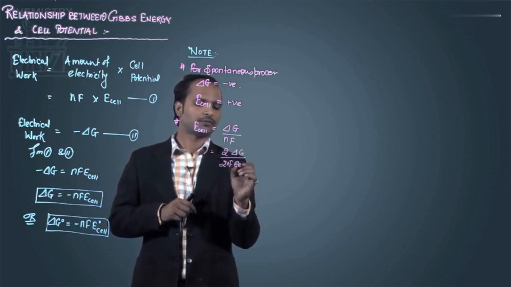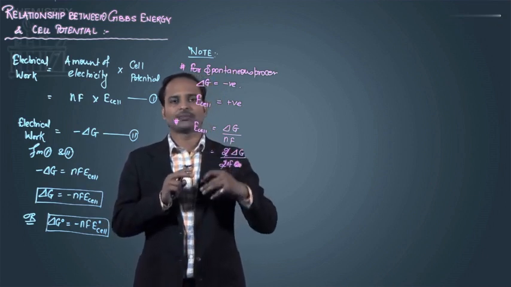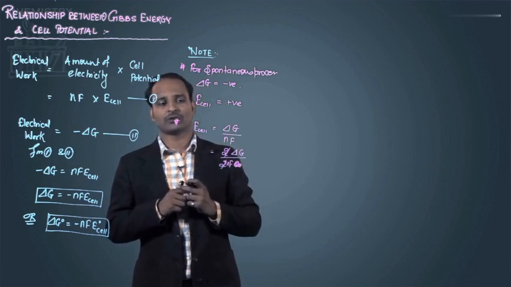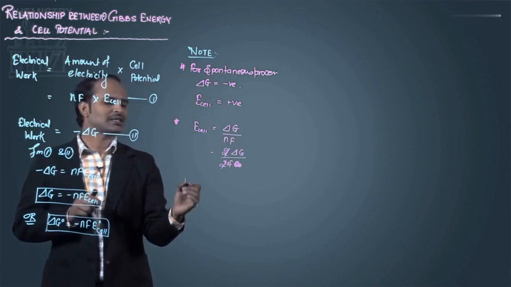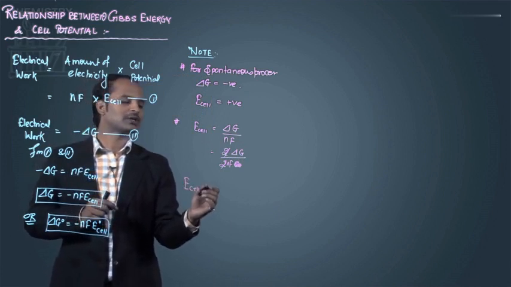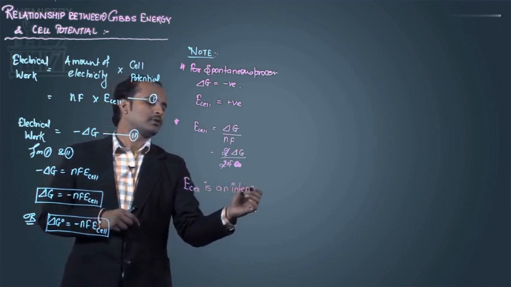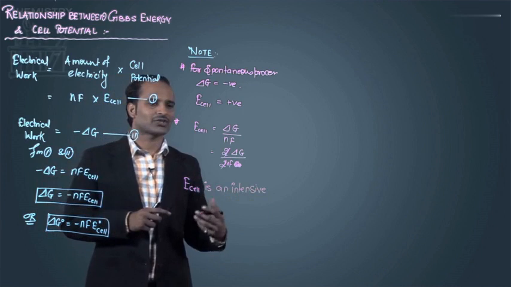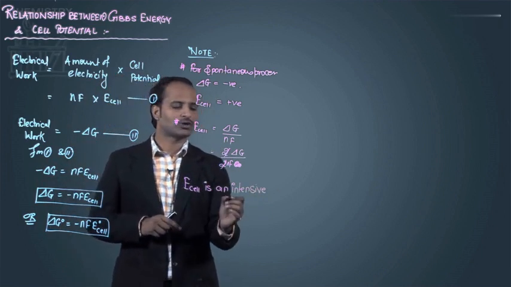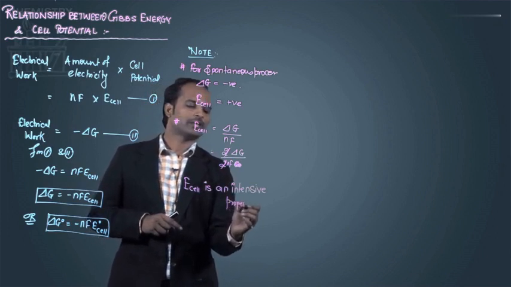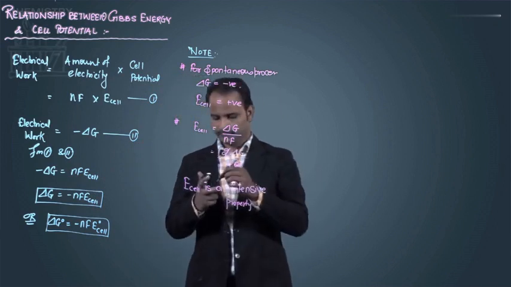2 nF, and the 2 will get cancelled, means E cell will be the same. That means if you are doubling the reaction, the delta G changes and the number of electrons also changes, but since both change, the E cell value does not change. And since the E cell value does not change, I can say that E cell is an intensive property. Because if I am doubling the reaction, I am changing the amount of matter, and on changing the amount of matter, the E cell value does not change. Therefore, a very important point: E cell or E naught cell is an intensive property.